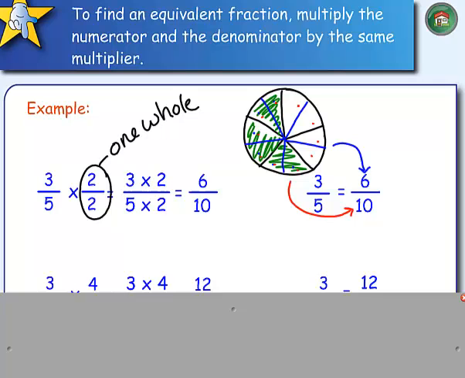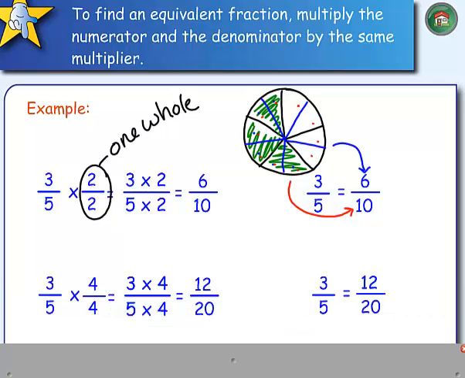Here's another example. We can also take 3/5 and cut each piece into 4 equal sections. Notice that 4/4, again, is 1 whole. You must multiply by the same numerator and the same denominator. It must be 1 whole. And we end up with 12/20.